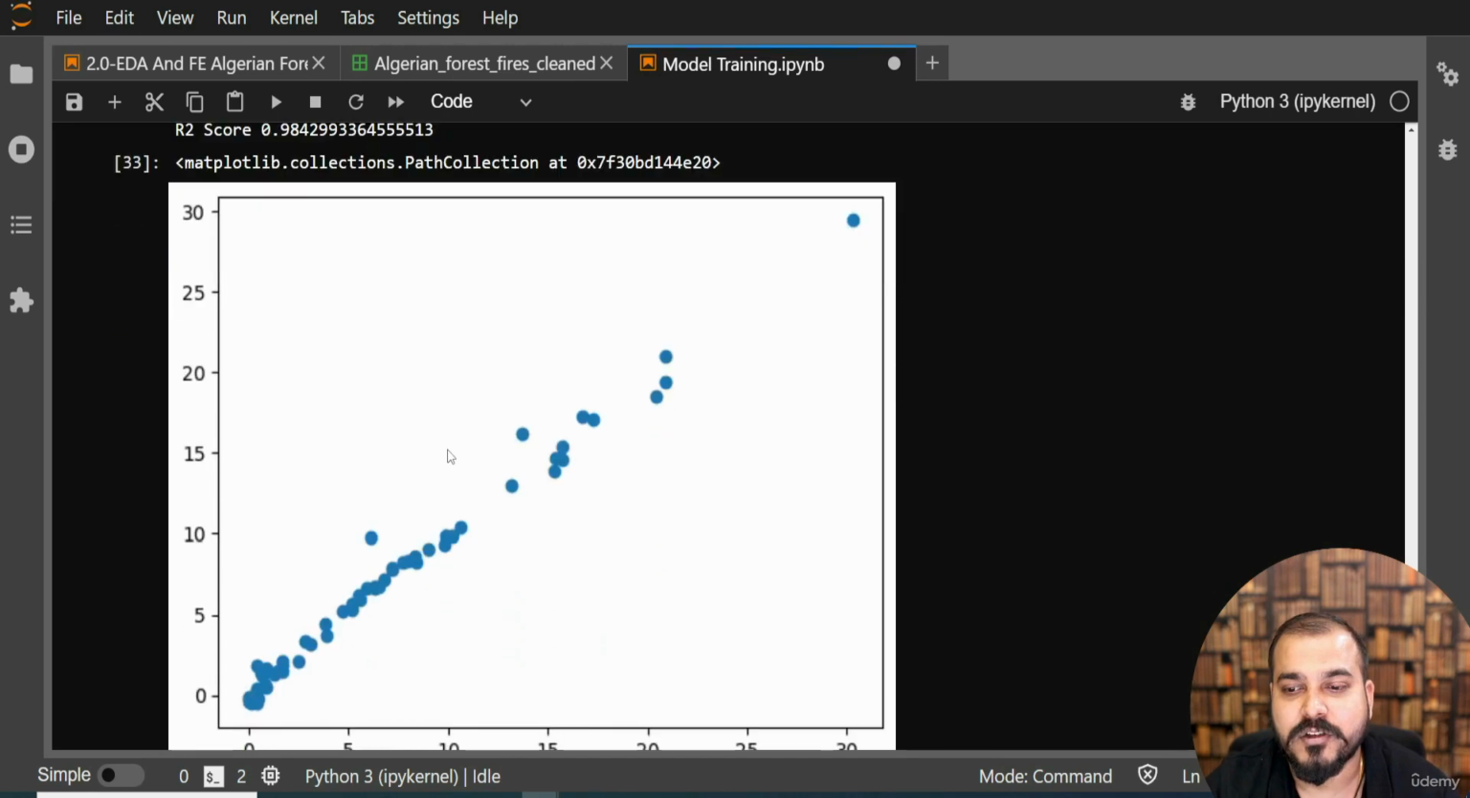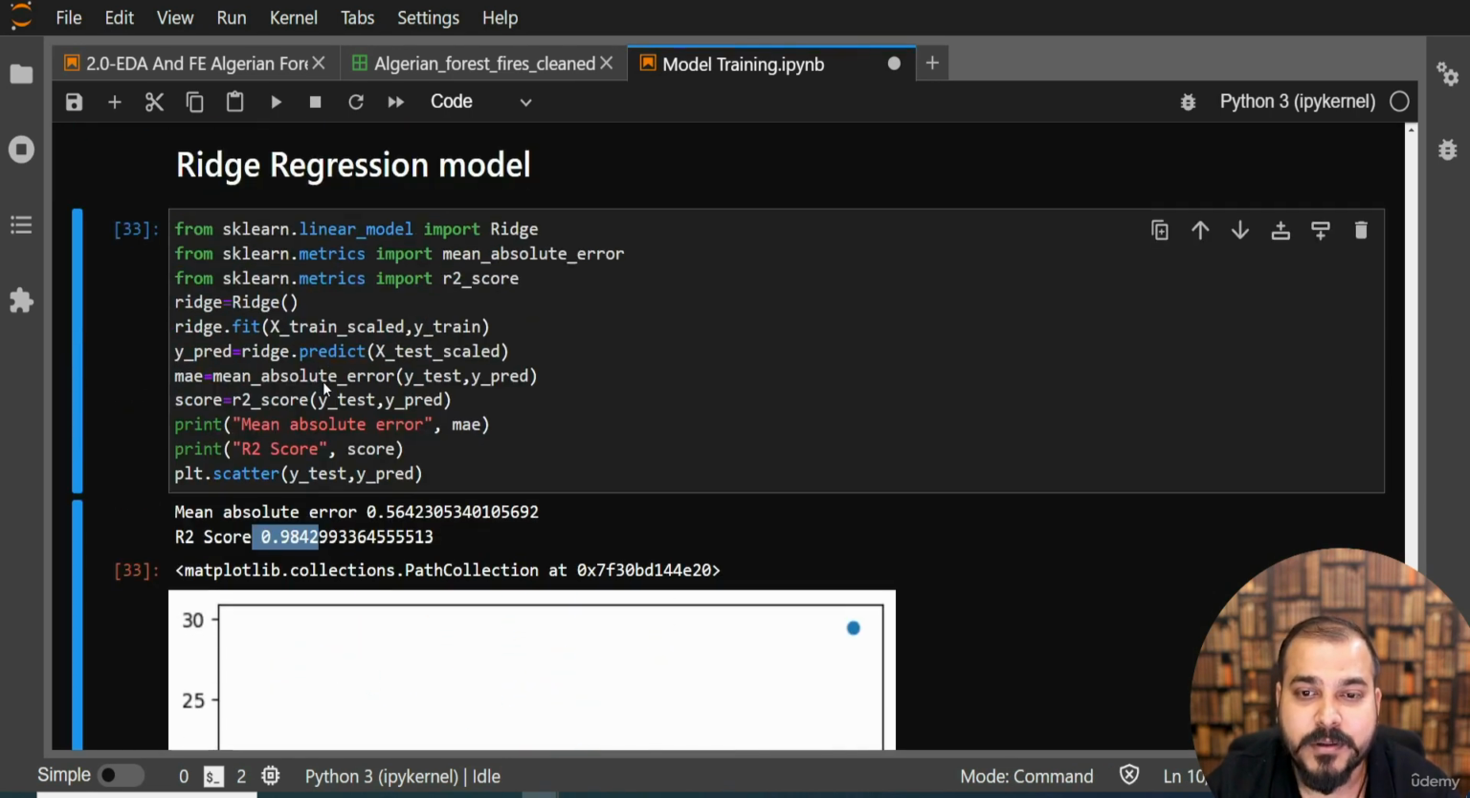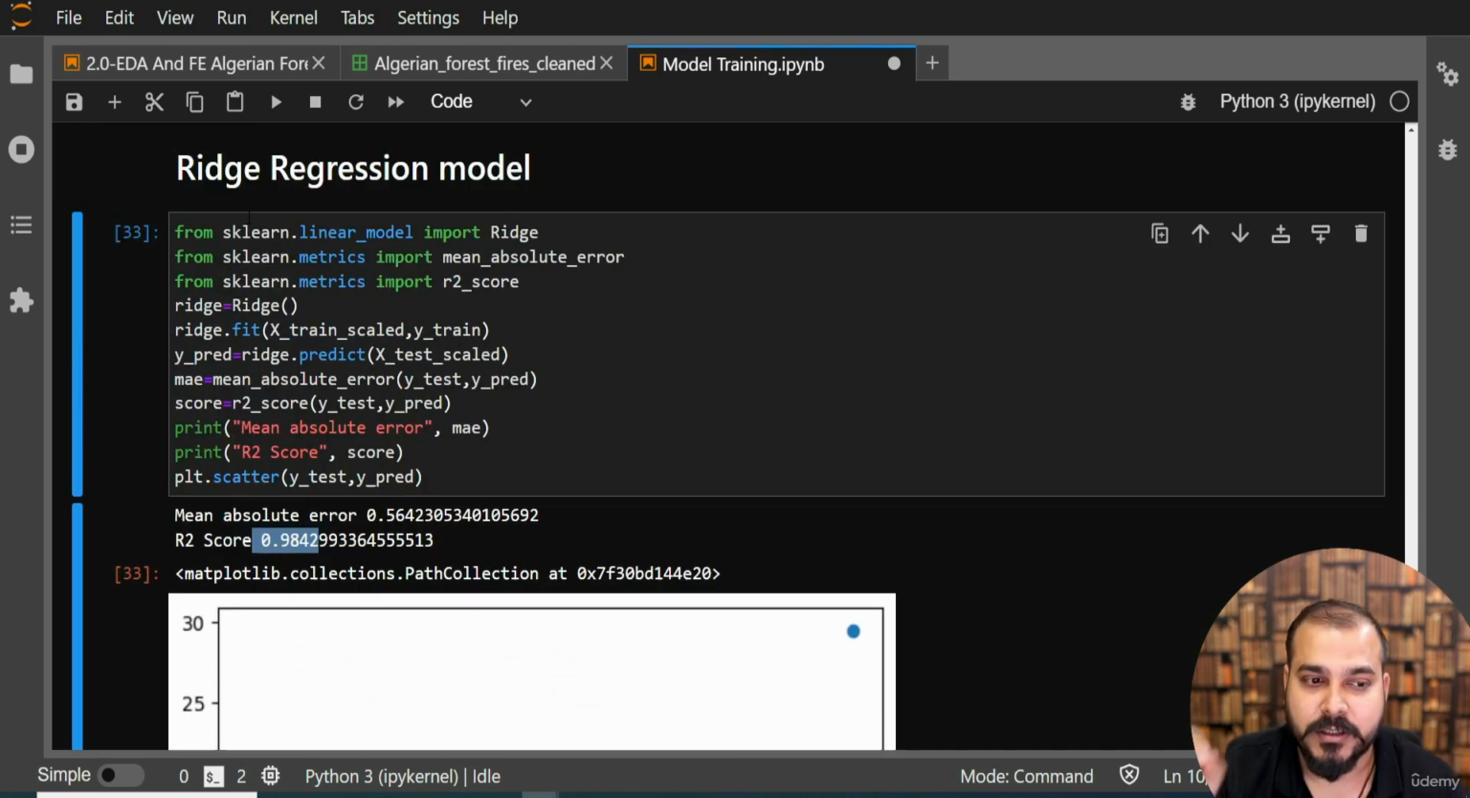If I execute this, here also I'm able to get 98% accuracy with the help of the ridge regression model. Now, before I go ahead, we have already learned in the theory part why exactly the ridge regression model is used. So this is how we can do the prediction with the help of the ridge regression model.